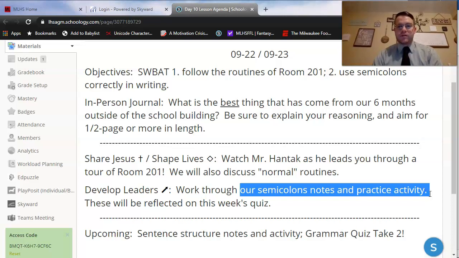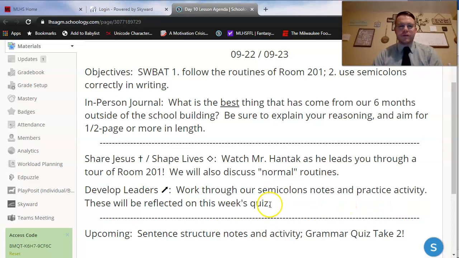Semicolons are simpler, rules-wise, than commas are, so I'm hoping that you find these notes pretty easy. Following these notes and following directions carefully should lead to success on the practice as well. I want to note that semicolons will be reflected on this week's quiz.